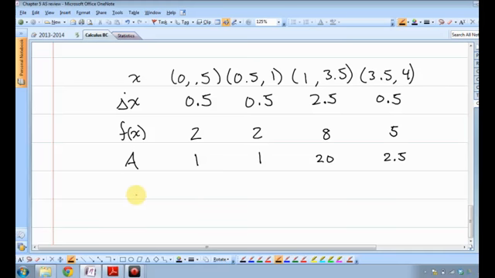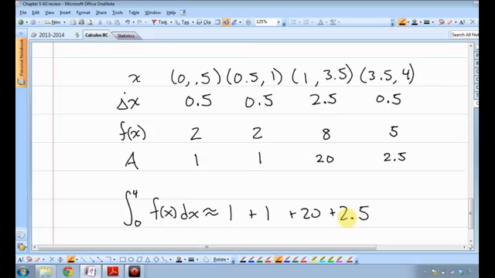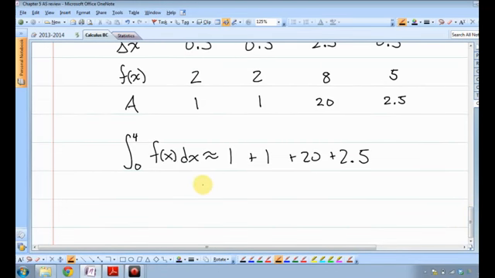So, the last thing, the integral from 0 to 4, yes, you should write the integral, is approximately equal to 1 plus 1 plus 20 plus 2.5. I hope you notice that I'm writing this addition every time. That should be a strong signal that you should be writing the addition every time. I hope. You can never tell. So that's approximately equal to 24 and a half.